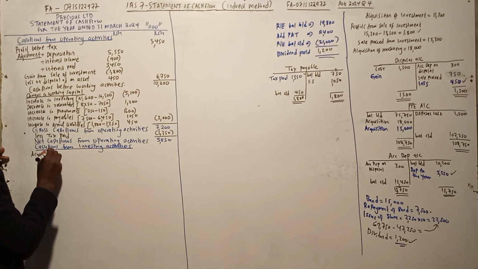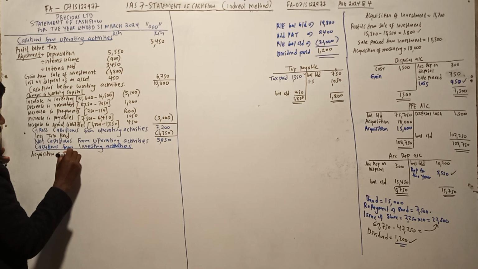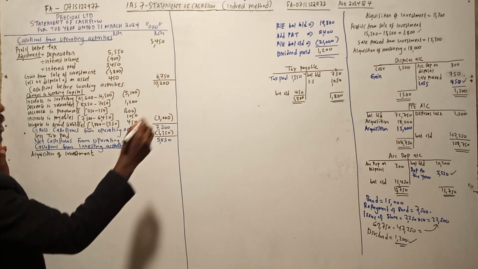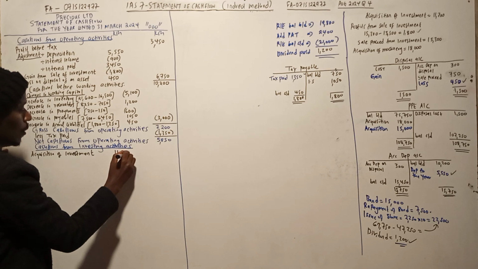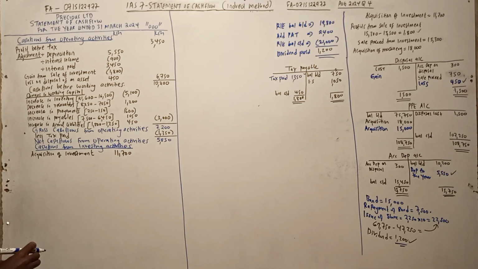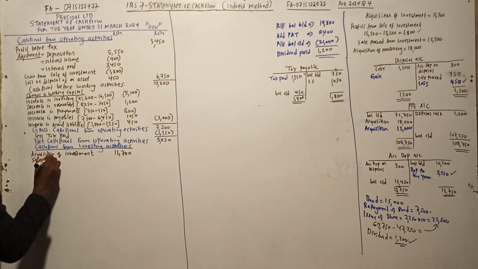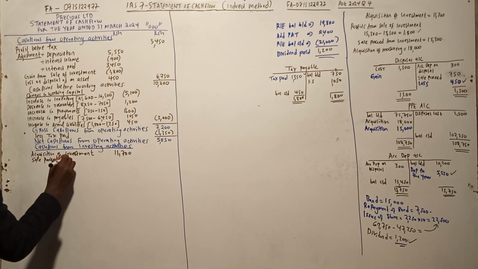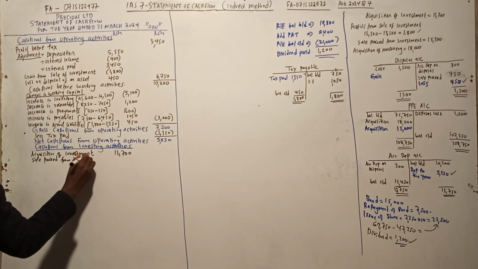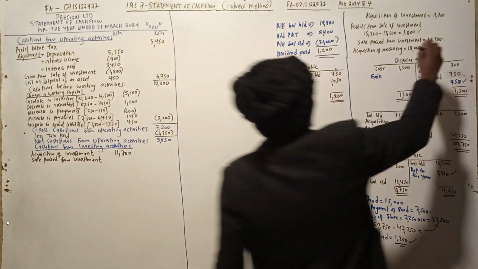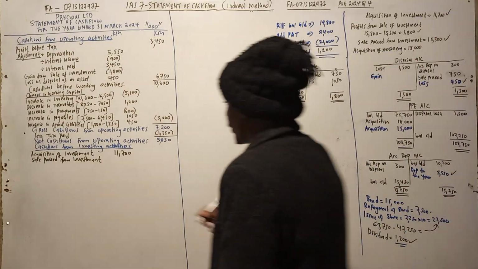Acquisition of investment. Ni ngapi? 11,700. Ya pili, we have sales proceeds from investment. So tumetick. Hizo tumefanya. So acquisition of investment, we have the sales proceeds 15,300.